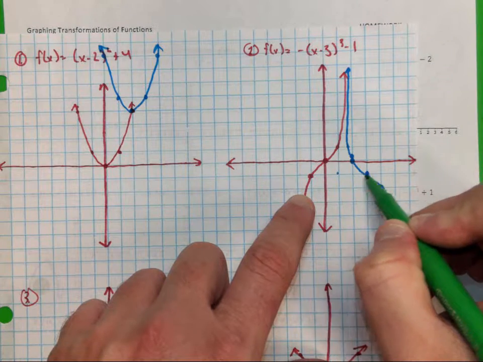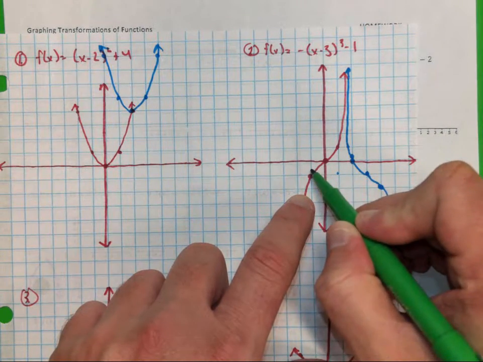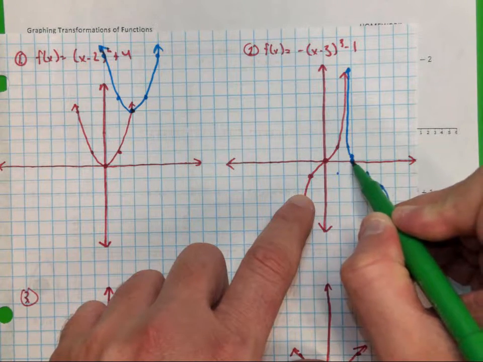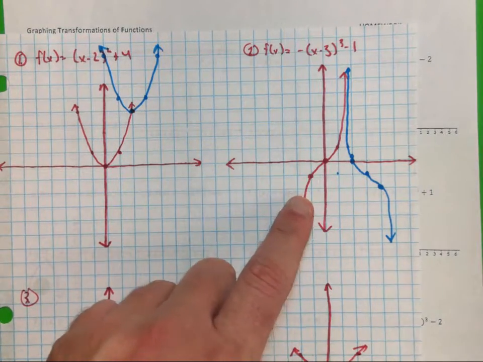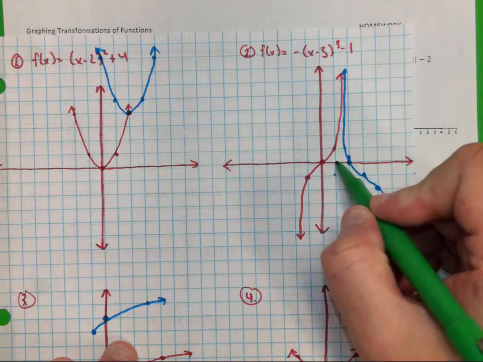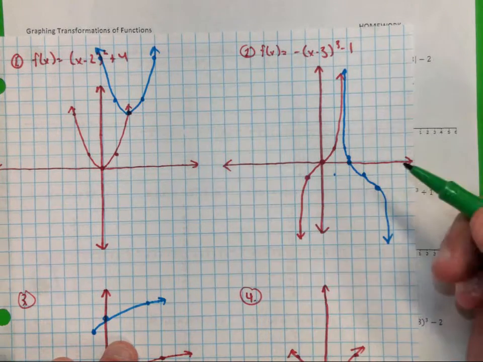Move it right 3: 1, 2, 3, down 1. If it's one away here, one up here. 1, 2, 3, down 1. And those are my 3 new points. Remember, when you reflect about the x-axis, you change the y value. So if it was at 1, 1, it's going to be 1, negative 1. If it was at negative 1, 1, it's going to be negative 1, negative 1.